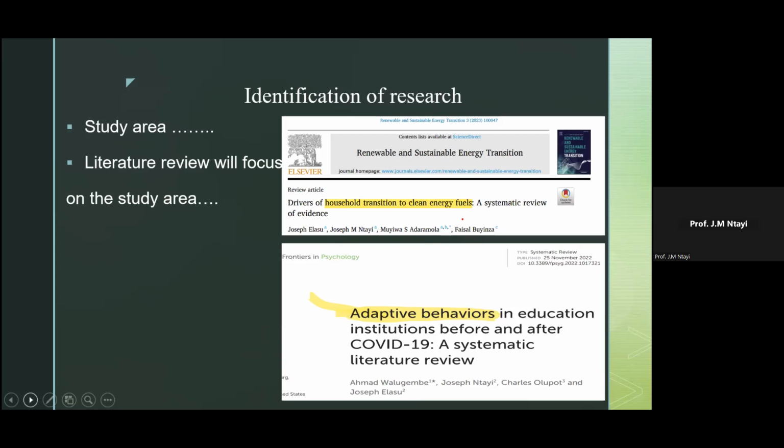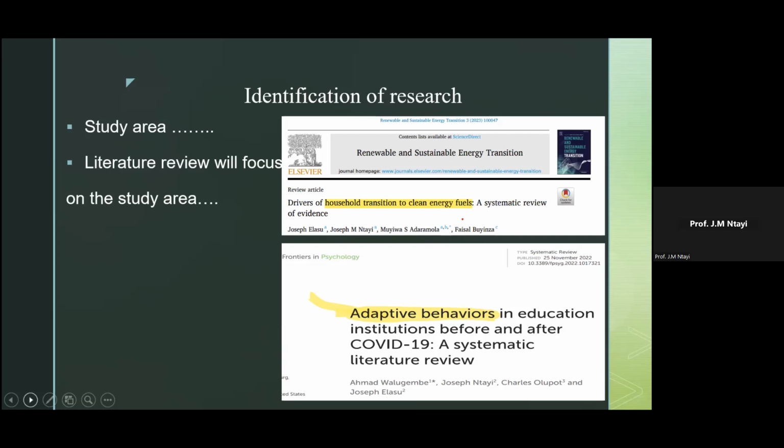Now, you may see what I have on the screen. I will try to highlight a few things. I marked some areas in those 2 papers that were published by Professor and the team. You'll find that in the topic of that systematic literature review, the area in the first section at the top is household transition, energy transition. That is the study area. You need to have that.